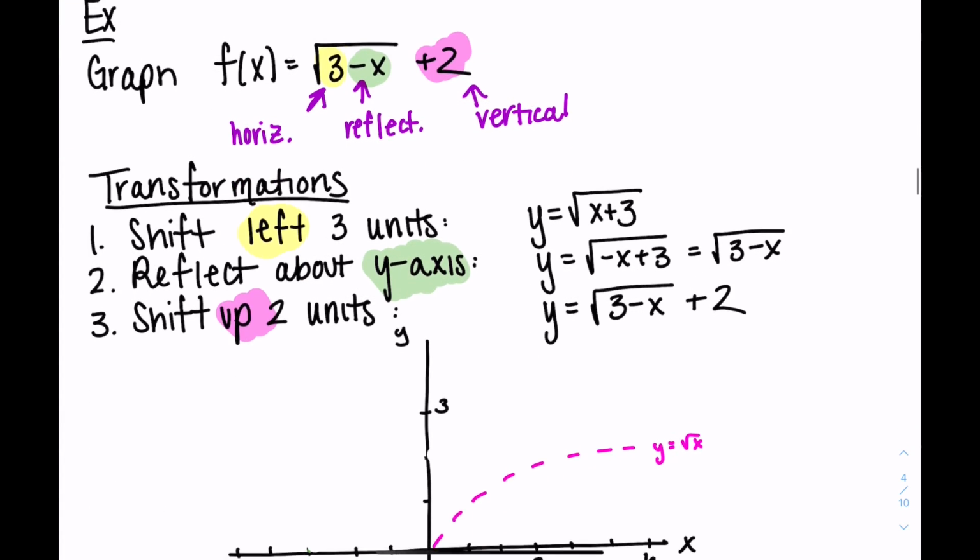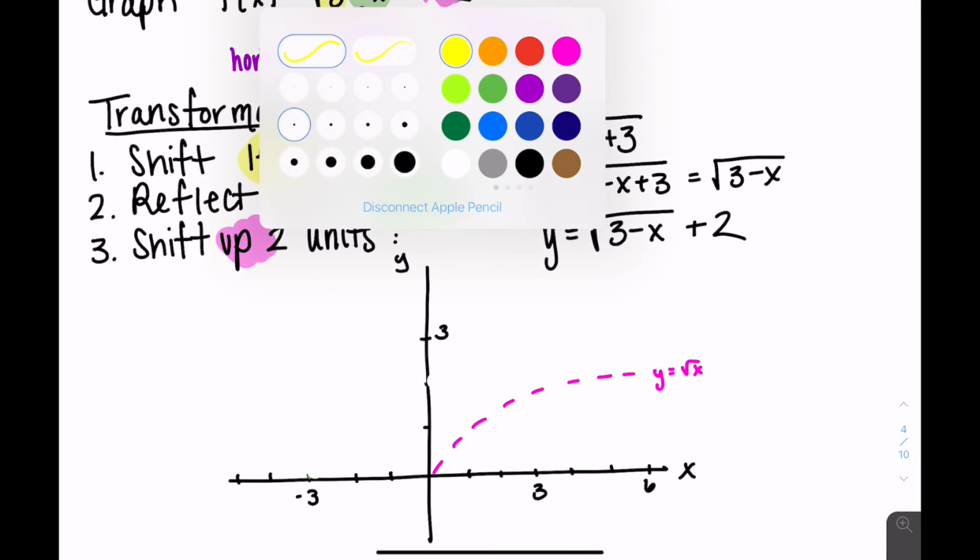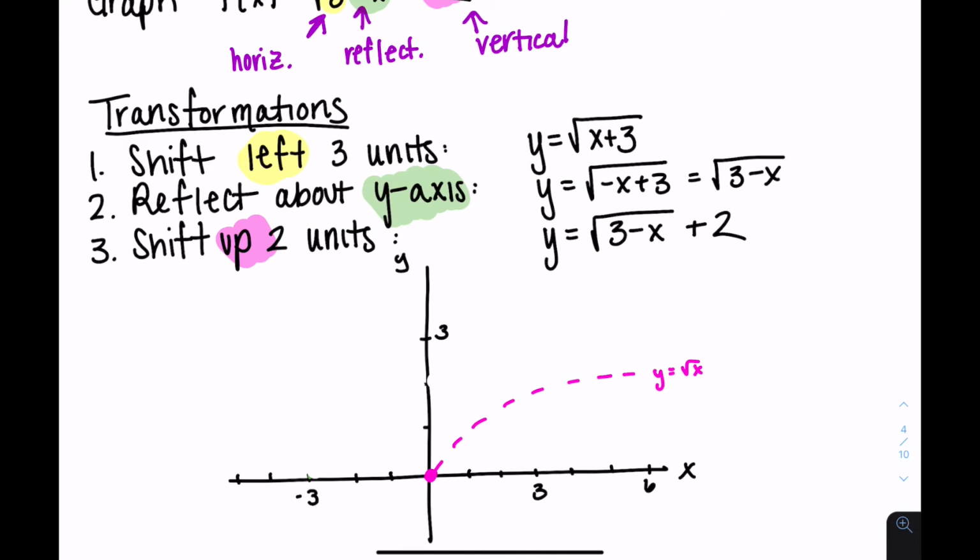So I want to apply all of these in one piece. So first thing I want to do is take our graph of the square root of x and shift it left 3. So we go ahead and take this point that's at 0, 0, and we're going to move it to the left 3 to negative 3, 0. So here is our first transformation.